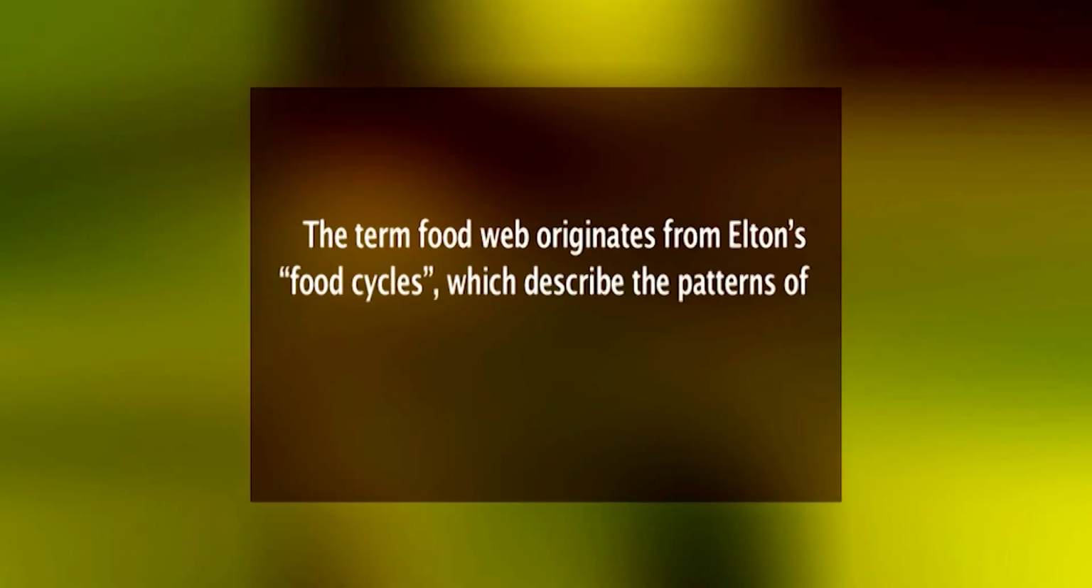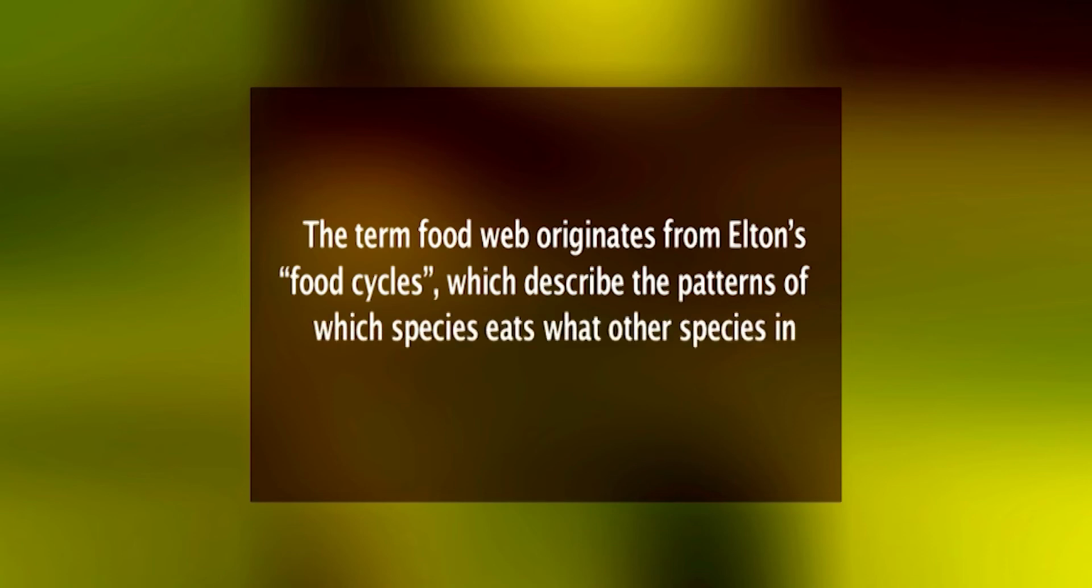It's more correct, then, to draw relationships between these plants and animals not as a simple chain but as a more elaborate interwoven food web. The term food web has its origin from Elton's food cycles, which describe the patterns of which species eats what other species in a community.